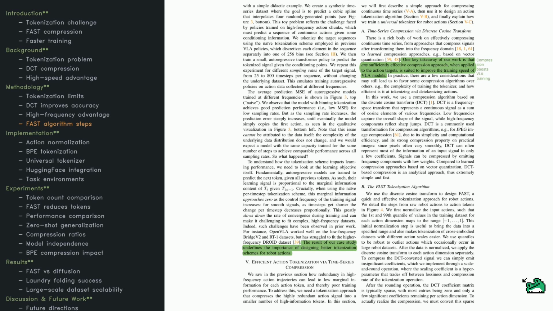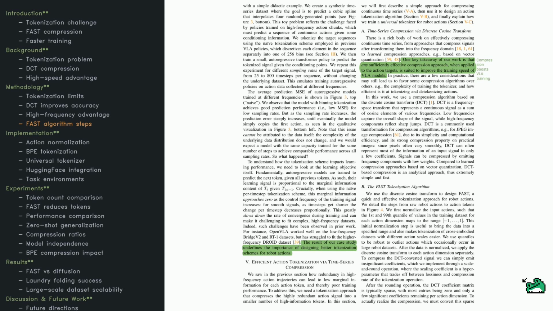FAST applies DCT to each action dimension individually. It starts by normalizing the data to a certain range. Then it performs DCT, extracts the frequencies, and applies a threshold to drop tiny components that don't add much value. There's a scaling factor you can tune if you want more or less compression. Fewer tokens mean faster training, but you don't want to sacrifice too much accuracy.